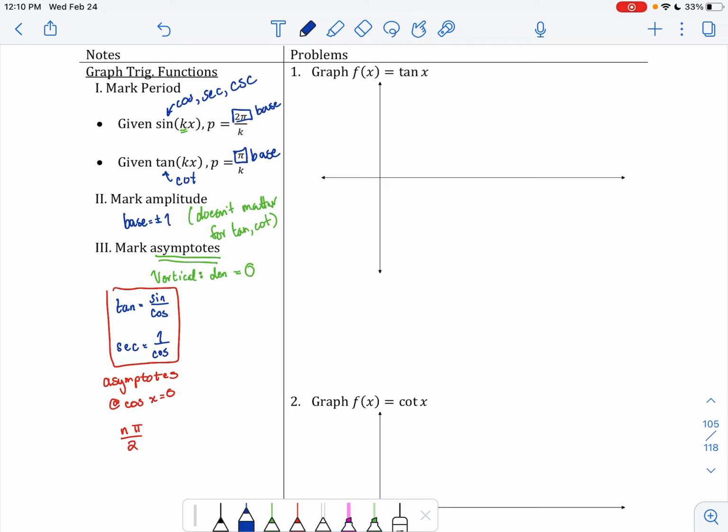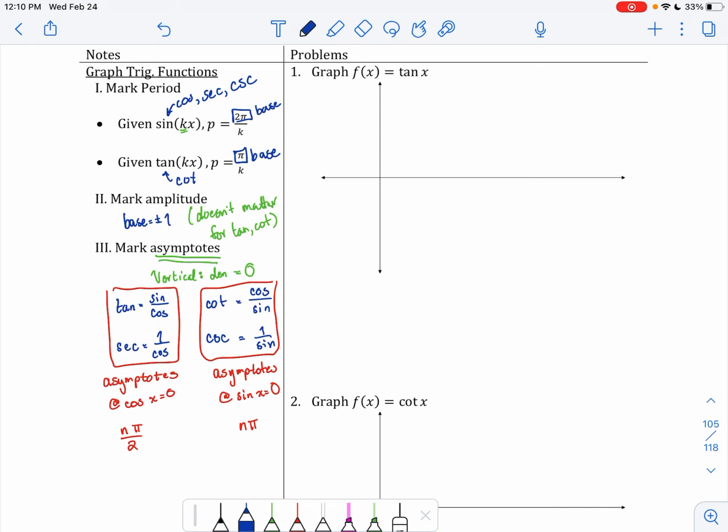The functions that are over sine are cotangent and cosecant. Cotangent is cosine over sine, and cosecant is 1 over sine. These will have asymptotes wherever sine is equal to 0, and for the base ones, that's going to be any multiple of pi.